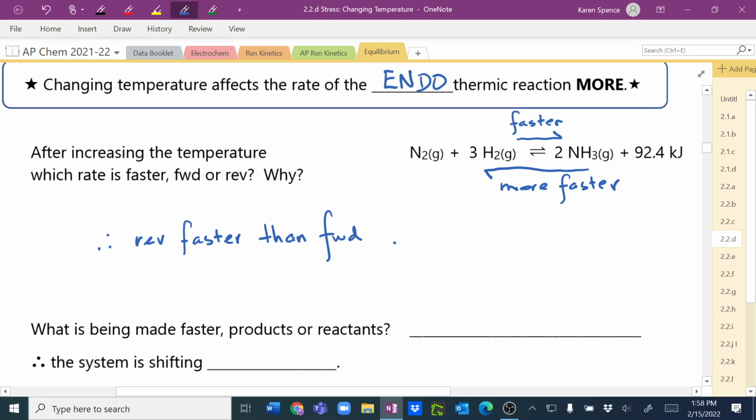So what are we making faster? Are we making products faster or reactants faster? Reactants. And if we are making reactants faster, which way are we shifting? We are shifting to the left. Excellent.